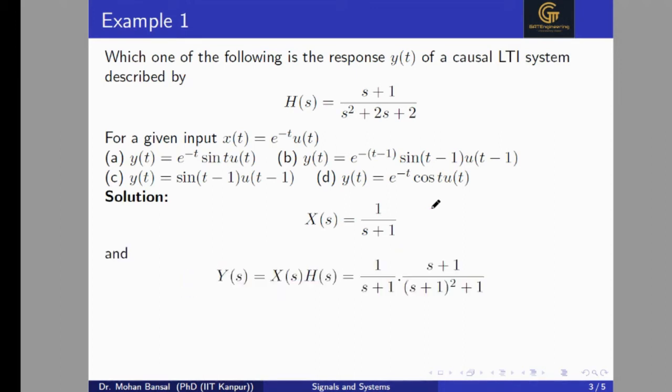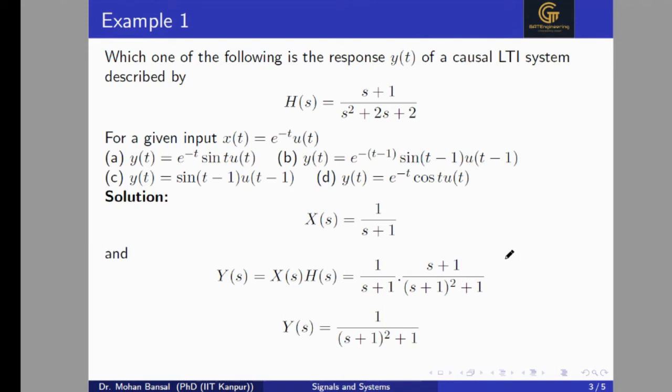To get Y(s), we multiply both of them. Then we get 1 divided by (s + 1) times (s + 1) divided by (s² + 2s + 2). Here this (s + 1) will cancel out with this (s + 1), and finally we get 1 divided by ((s + 1)² + 1).